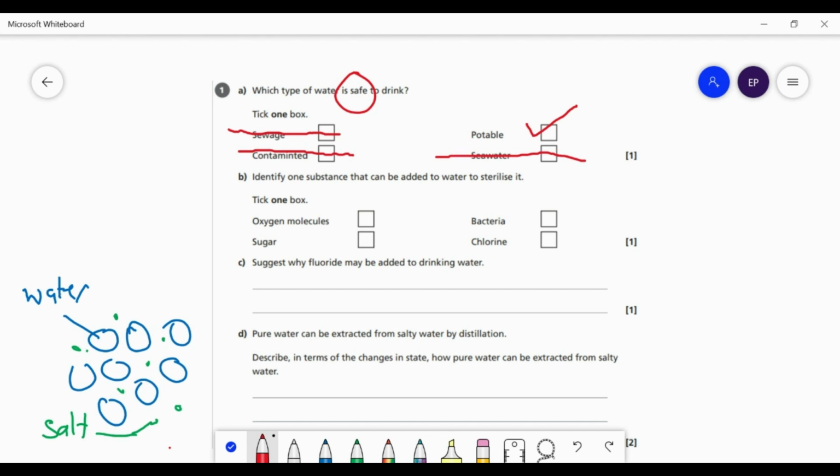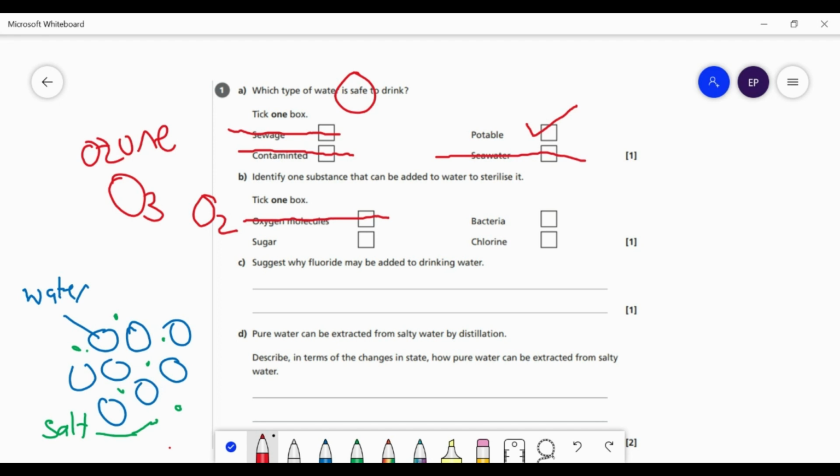B, identify one substance that can be added to water to sterilize it. So to get rid of bacteria that are going to cause problems, we could add, let's have a look. So tick one box. Oxygen molecules. Well, oxygen molecules have the formula O2. Now, they wouldn't sterilize the water. Ozone, which is oxygen, but in a molecule with 3 oxygen atoms joined together, that would do the trick, but that is not one of the options. So oxygen molecules is no.